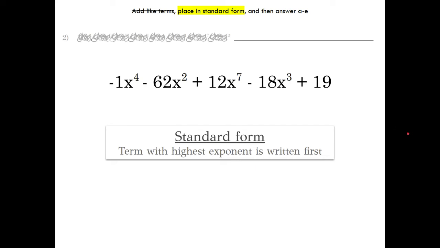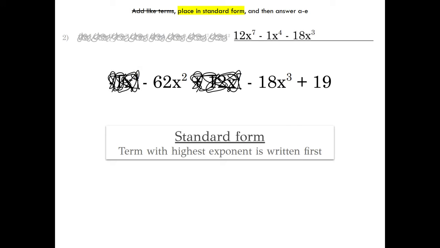You therefore write the term with the highest exponent first, which is the positive 12x to the 7th. It has an exponent of 7. The second term, you can cross that out with the sign in front. The next term to be written would be the negative 1x to the fourth because it has an exponent of 4. You then cross it out.